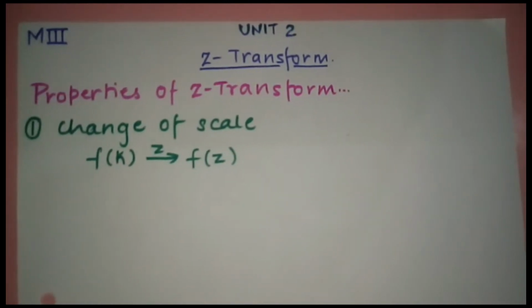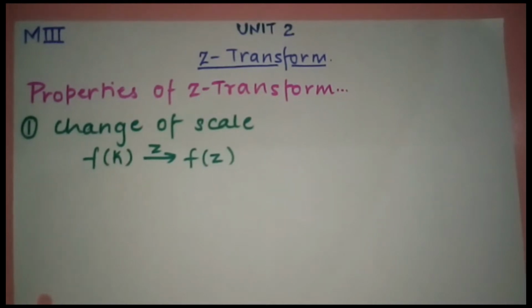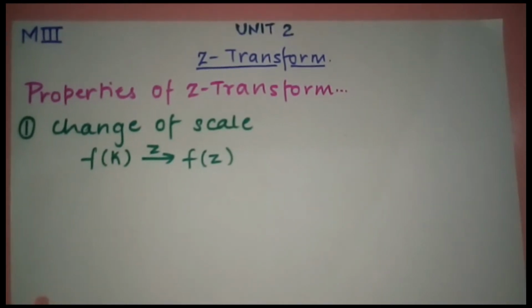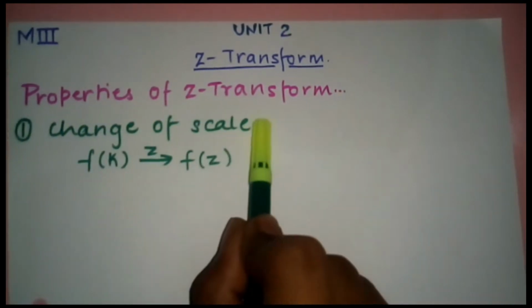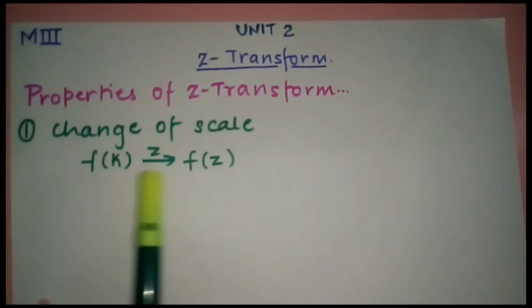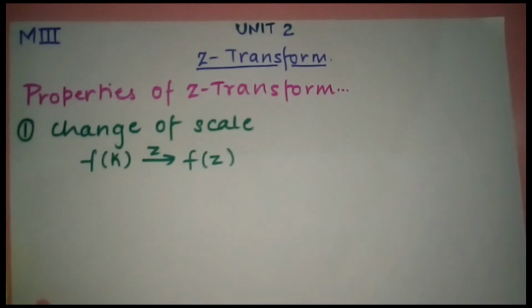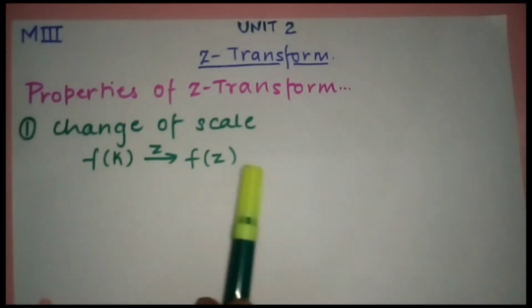In this video I am taking Z transform of unit 2. So in this particular video I'll be taking properties of Z transform. In the properties of Z transform there are a total of 5 properties. The first one is change of scale.